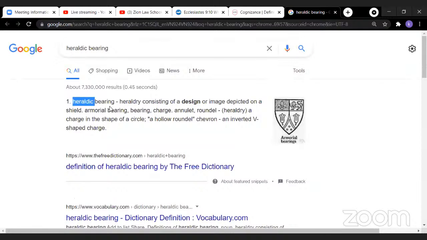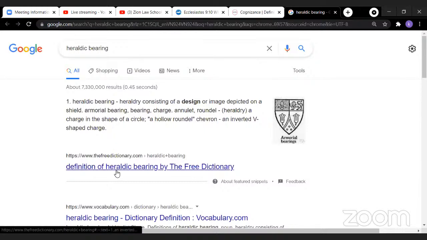The heraldic bearing. Anybody want to read that or should I do it? Sure. Heraldic bearings. Heraldry, consisting of a design or image depicted on a shield. What is it? A memorial bearing, charge, amulet. What is it? Rondel, heraldry. A charge in the shape of a circle. A hollow rondel, chevron, an inverted V-shaped charge.